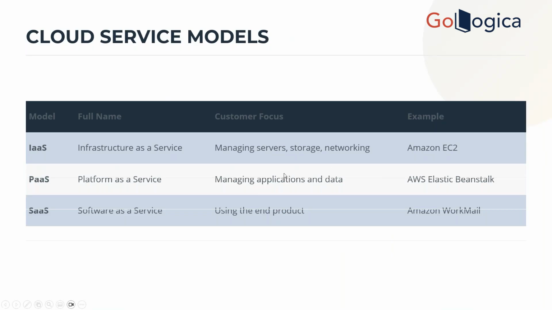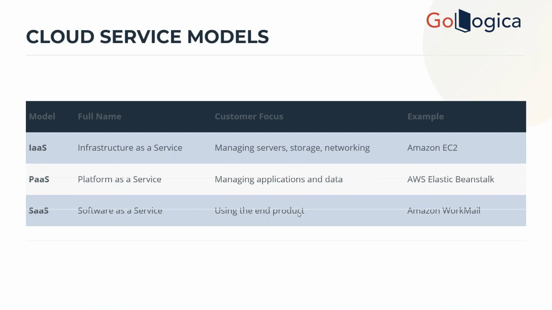So here definitely our control will be reduced, because we are moving into more managed service. Then coming to the third one, we have software as a service. Here, the customer focus is using the end product. The customer doesn't have to worry or think about the configuration of their resources. The underlying resources will be managed and configured by the service provider. What the customer will do is just use the product.